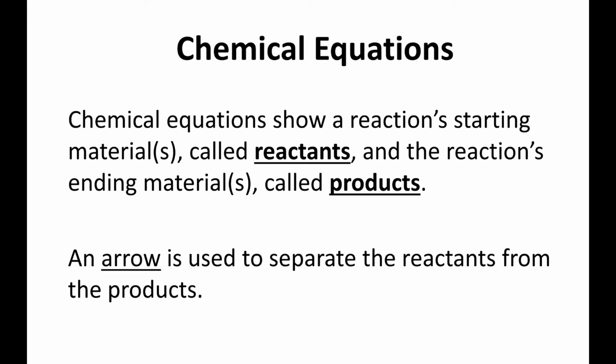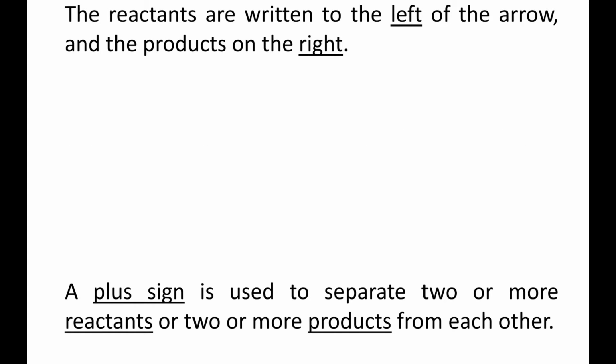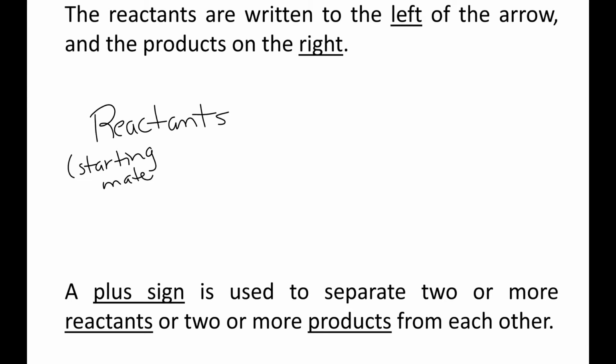An arrow is used to separate the reactants from the products. It also tells you which direction the reaction is going, which could be from left to right or right to left, depending on the arrow. The reactants are written to the left of the arrow, and the products are written to the right. So you'll have your reactants, which are the starting substances, or starting materials, and then you'll have this arrow, and then you'll have the products. And this is generally the way it works.